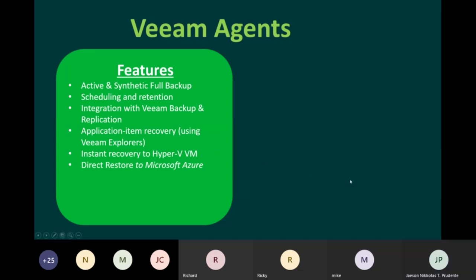Then the fourth one is application item recovery, instant recovery to a Hyper-V VM. If Veeam backs up our physical environment, it can restore or migrate it to Hyper-V or VMware.